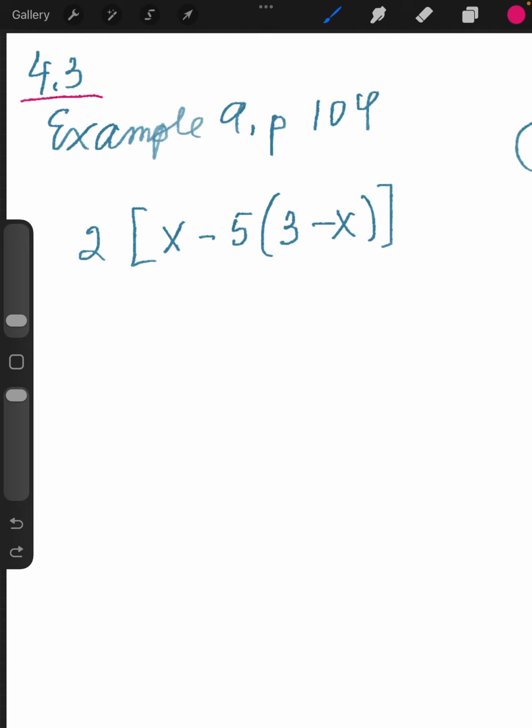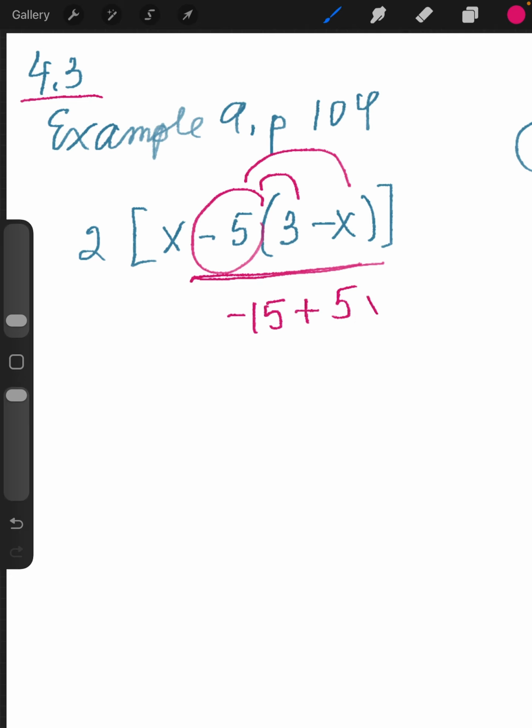Okay, so we're going to follow PEMDAS in opening the first set of parentheses inside this expression. So we've got negative 5 times 3, negative 5 times negative x, right? So we're expanding this expression using the distributive law. So let's go for it. We've got negative 5 times 3, negative 15. Then we have negative 5 times negative x. Negative times negative becomes a positive, and the result is 5x.